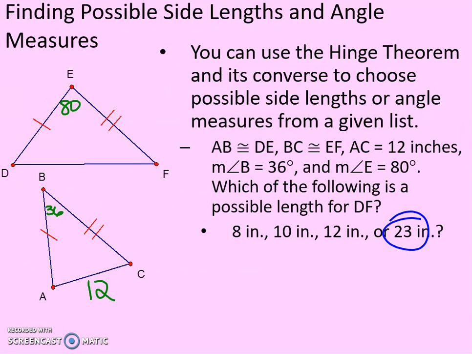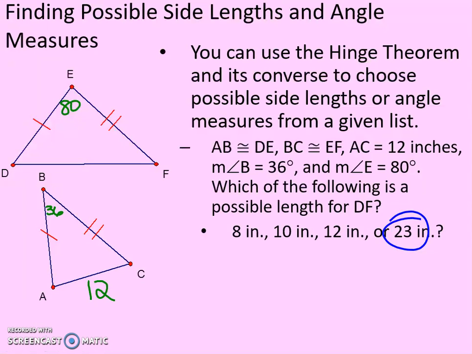Finding possible side lengths and angle measures. You can use the hinge theorem and its converse to choose possible side lengths or angle measures from a given list. So right here, we have AB. It's congruent to DE. Look at the mark. You have one mark there. And then BC is congruent to EF. You see the 2 marks and 2 marks. And AC is 12 inches. And then angle B is 36, and angle E is 80. You've got to write these on your paper. Can you write these down?